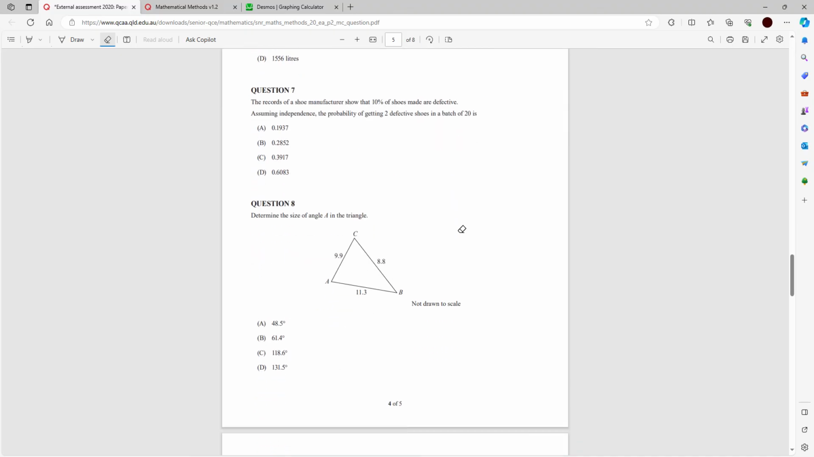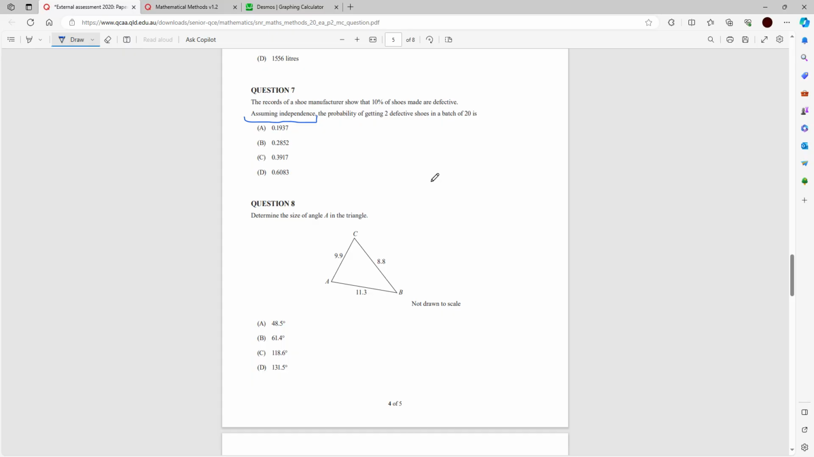Question 7. The records of a shoe manufacturer show that 10% of shoes are defective. Assuming independence, the probability of getting 2 defective shoes in a batch of 20 is blah blah blah. So now you've got A, B, and C. Now, a lot of people would look at this question and think, oh, that's a proportion question. No, it's not, because of this word here, assuming independence. What that pretty much means is binomial.